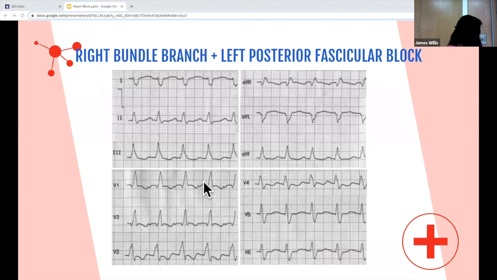And then one more, same thing. Bunny ears, S's, and then this is actually a posterior fascicular block. So remember, posterior is up in the inferior leads, and then down in the lateral leads.